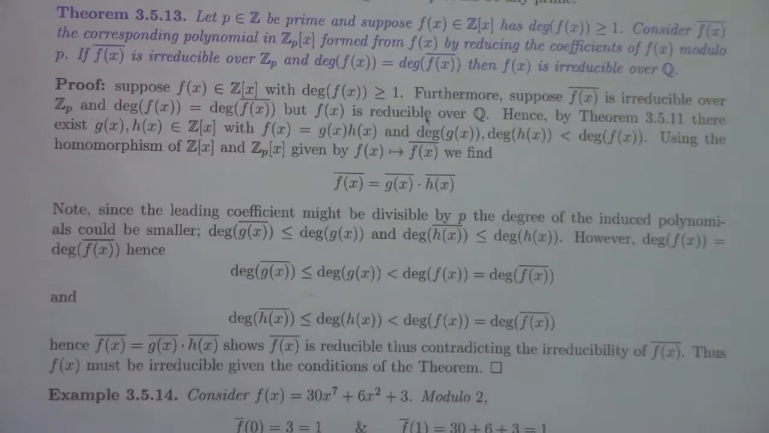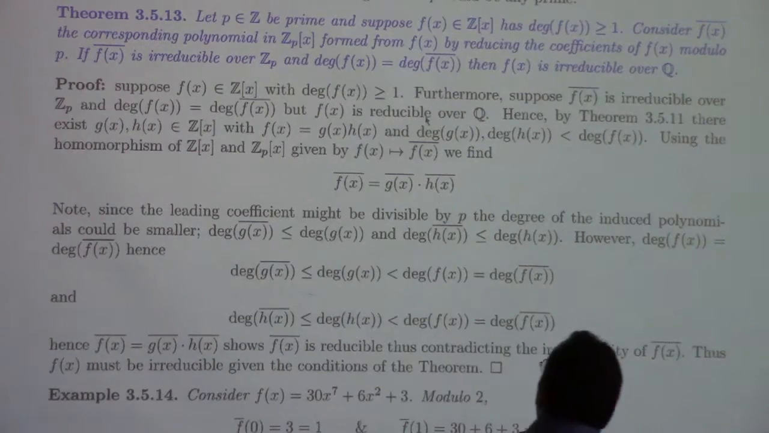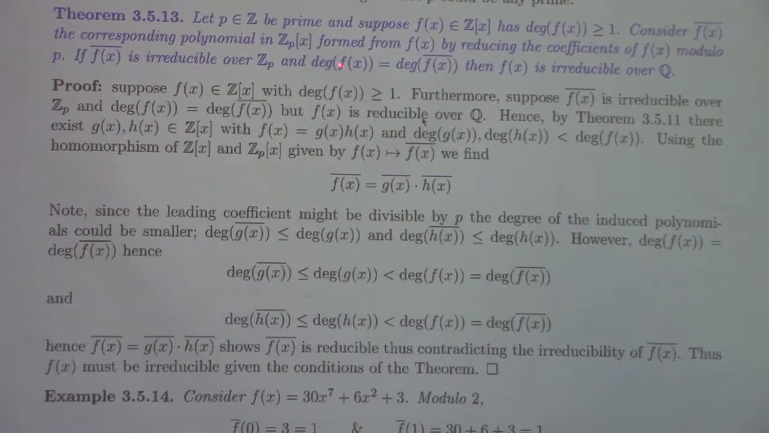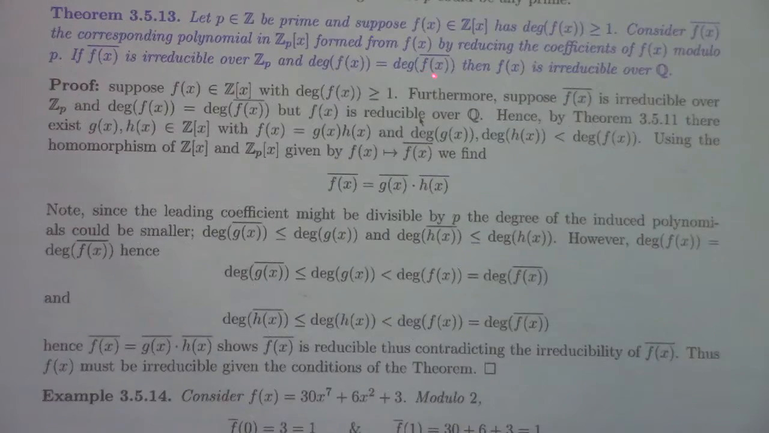But this I did want to go through the proof of with you guys. So here's another theorem. Suppose you have a polynomial with integer coefficients that has positive degree, and you can consider the reduced polynomial again, as we've talked about. You take the coefficients and change them to their corresponding modular coefficients, mod p. Then here's the punchline. If the reduced polynomial is irreducible over Zp, and the degree of the polynomial is equal to the degree of the reduced polynomial, then the original f of x is irreducible over Q.